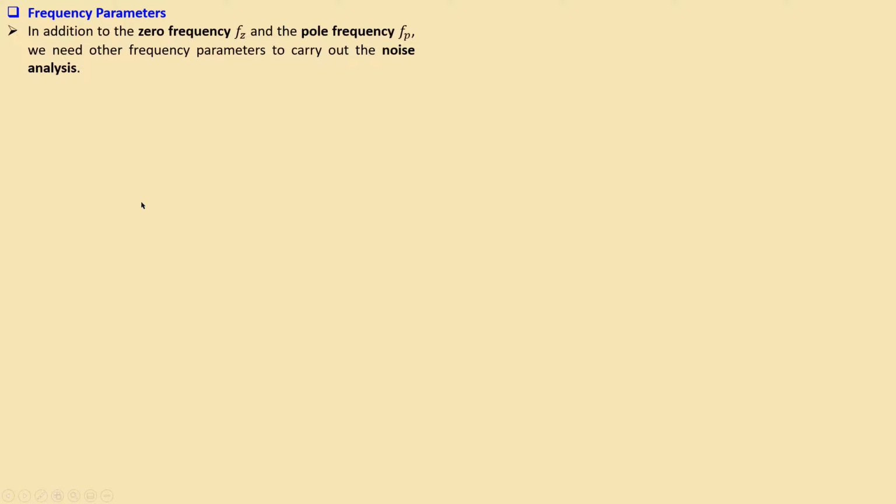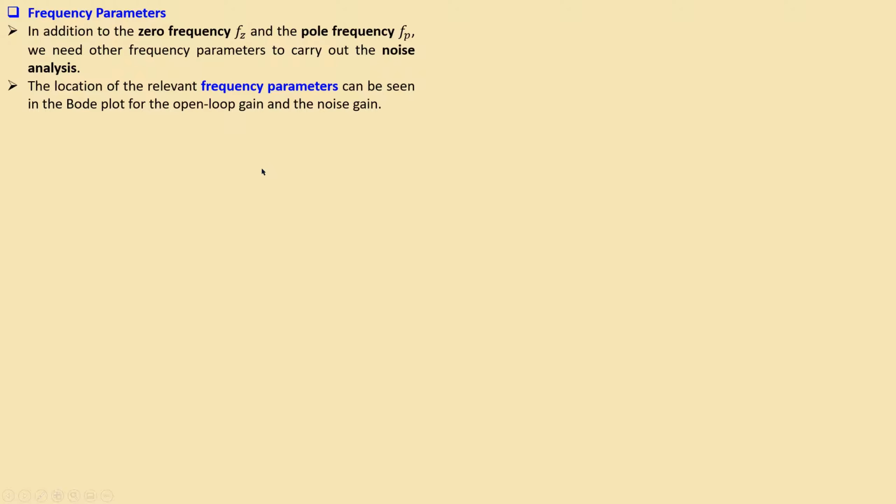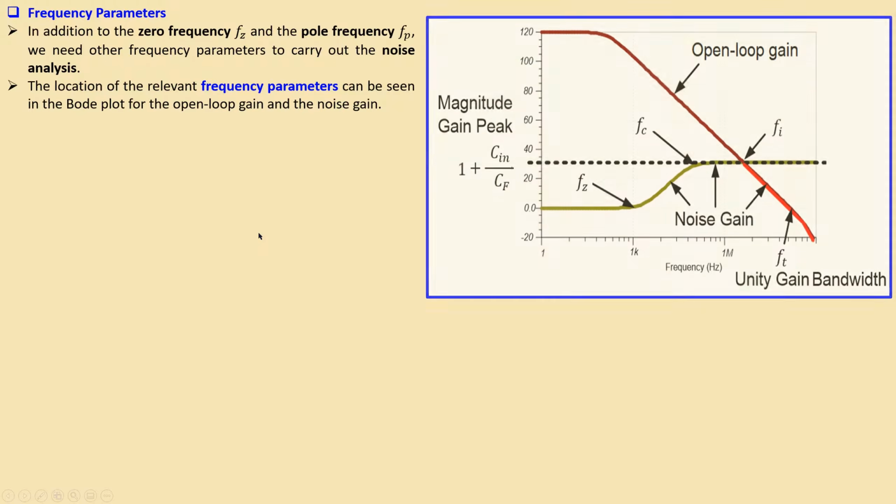Okay. A very important part of this discussion is the frequency parameters in our circuit. In addition to the zero frequency and the pole frequency or cutoff frequency, we have other frequency parameters to carry out the noise analysis. The location of the relevant frequency parameters can be seen in the Bode plot for open loop gain and the noise gain. Let's look at it in more detail.